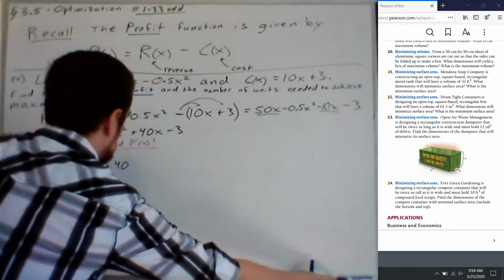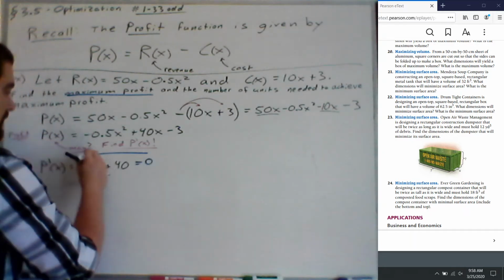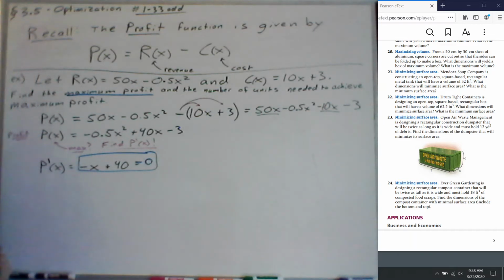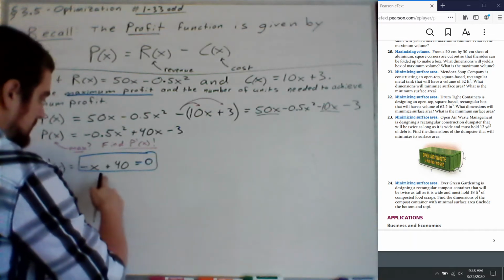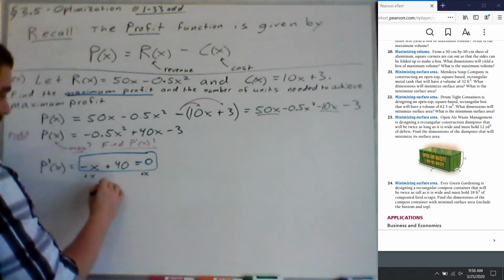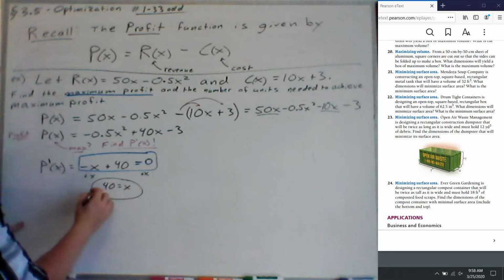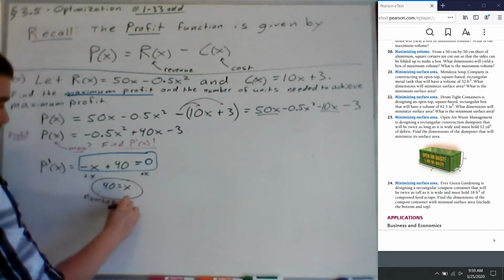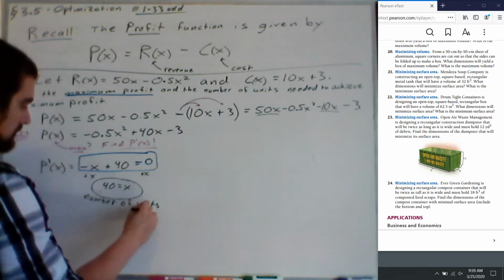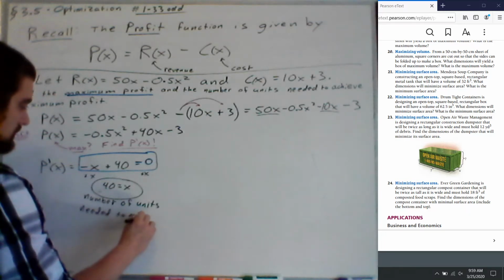What do I do with this? Well, this is my derivative for profit. I set it equal to 0 so I can find my critical values. So now I'm going to say, well, let's add x to both sides so we can get this done pretty quickly. 40 is x. What have I just found? This is the number of units needed to maximize profit.